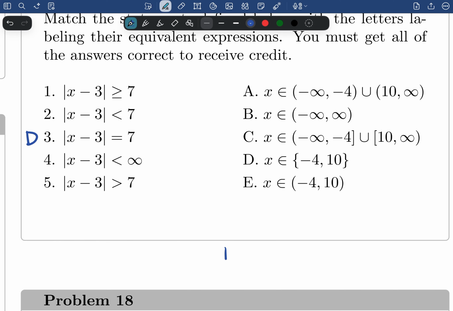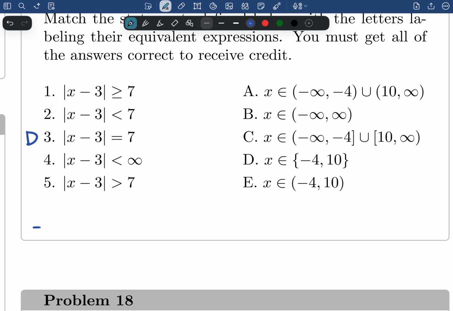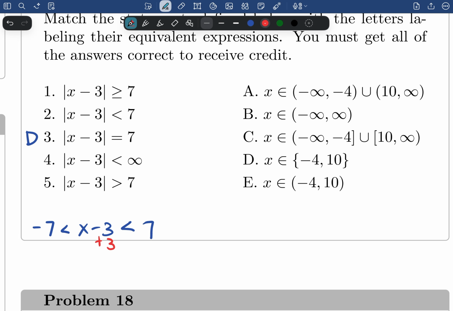Let's try another one. I like doing the less than inequalities. Those are nice and easy, nice and fun. So x minus 3's absolute value is less than 7. What I do is I take 7, I make it negative, and make it less than x minus 3, which is less than 7. All right, so I've taken this absolute value inequality, and I rewrote it in its equivalent form. Now I add 3 to all 3 sides of this double inequality, like that. And so negative 7 plus 3, that's negative 4, which is less than x, which is less than 10.